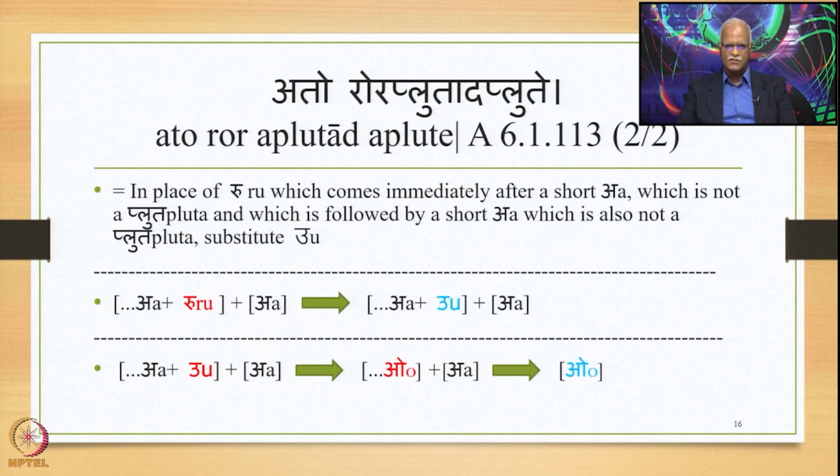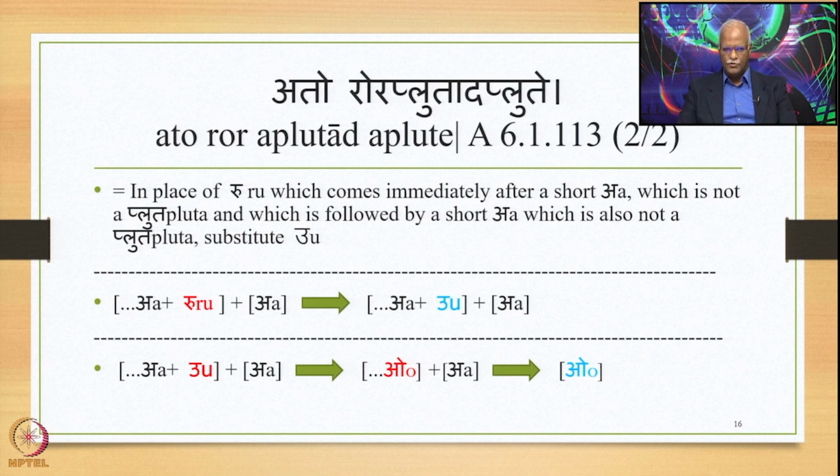Overall, the sutra means: in place of ru, which comes immediately after a short a that is not a pluta, and which is followed by a short a which is also not a pluta, substitute u. Once again, in place of ru, substitute u. What are the other conditions?